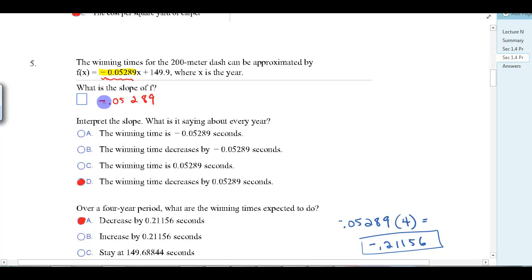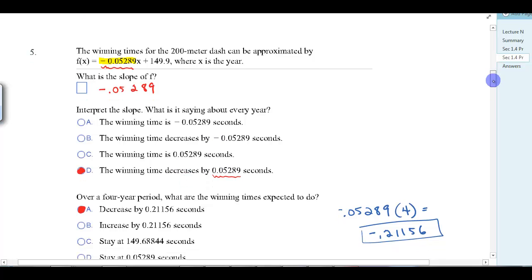Well, the negative tells us that it's decreasing. All right? So the winning time decreases by, now, when you say it decreases, you've already taken care of the negative. So note that this doesn't have the negative on it. This one says decreases by negative. Don't be confused by that. If you decrease, you don't also have a negative. We're decreasing by this amount. You've taken care of the negative by using the word decrease.